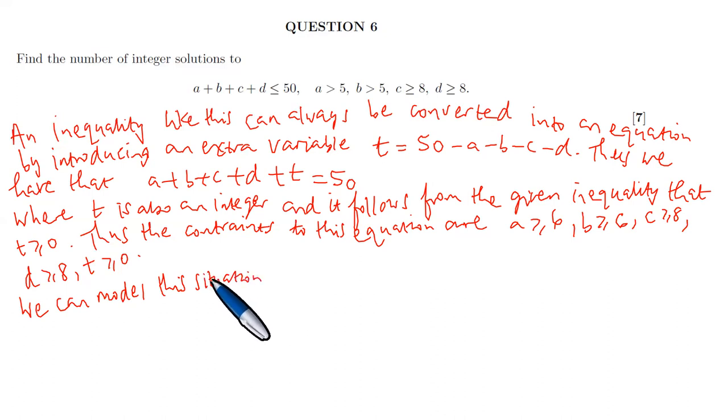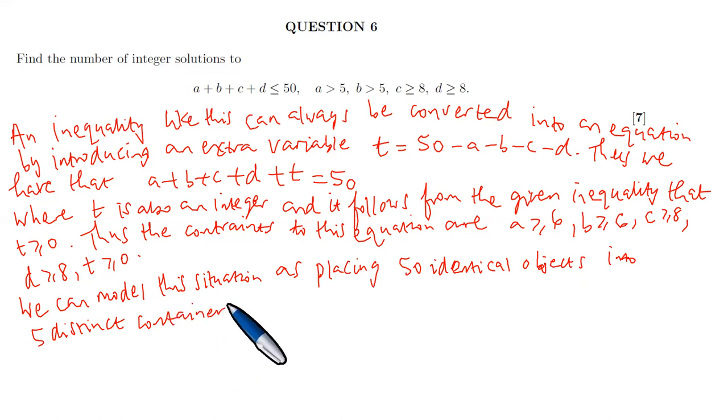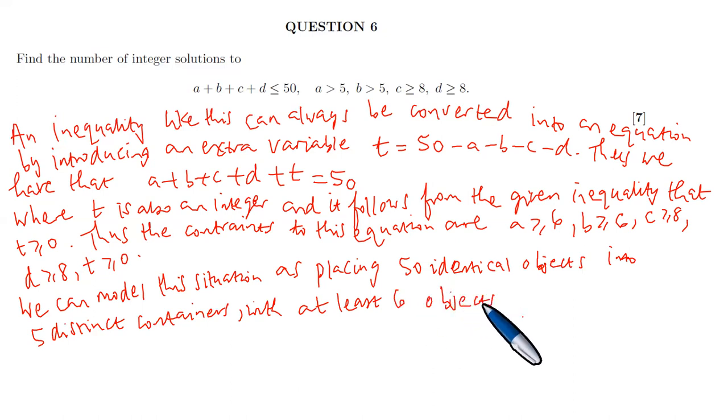Right, we can model this situation as placing 50 identical objects into 5 distinct containers, with at least 6 objects in each. So we speak about containers, always we do that. Okay, we use those words like we saw before.